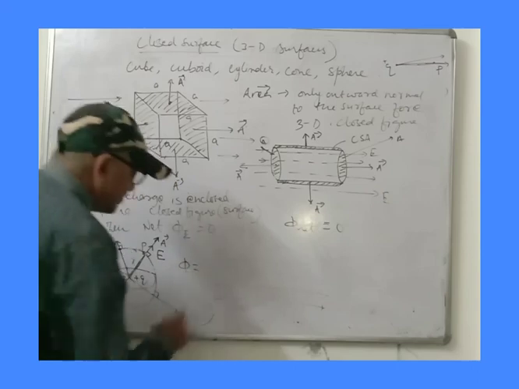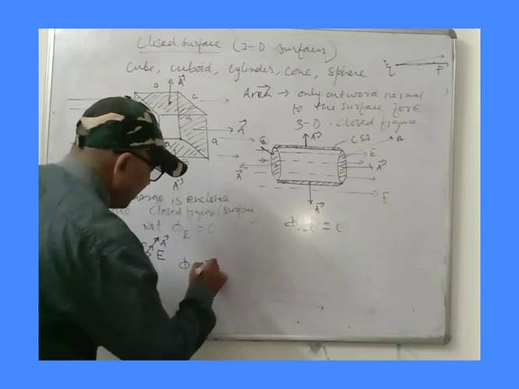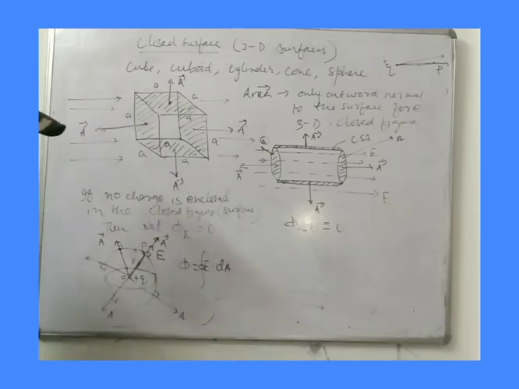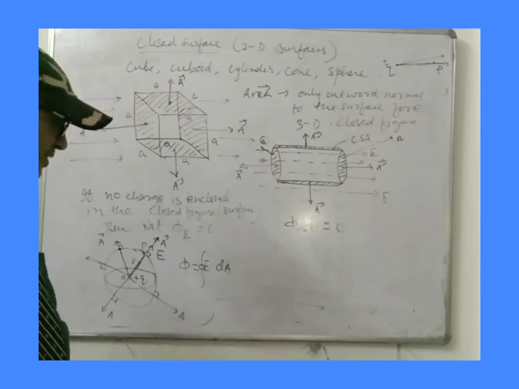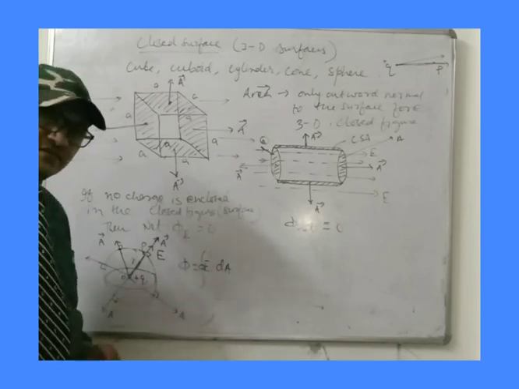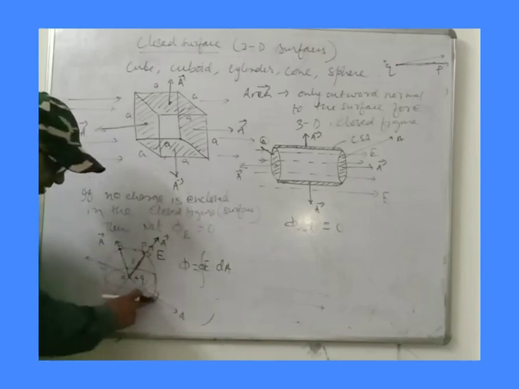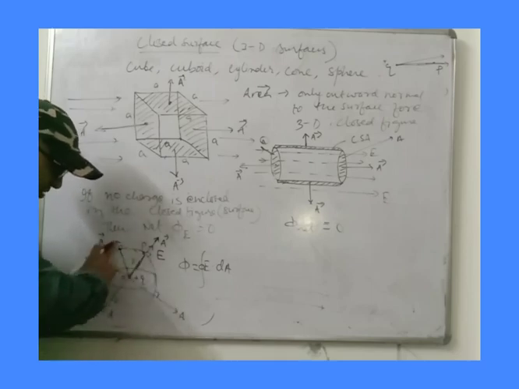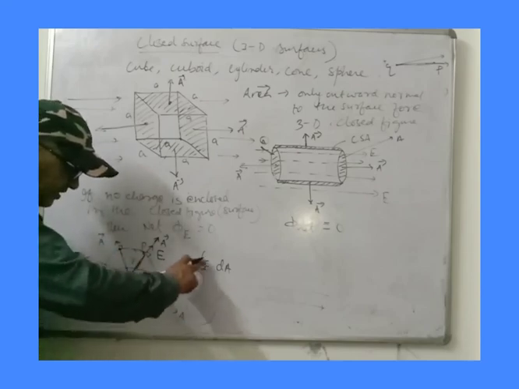So phi is how much? Phi is the surface integral of E dot dA. Have you seen? I told you, surface integral. The surface integral of the electric field. Here electric field, here, and here. Throughout the surface, the total electric field is called the surface integral of the electric field.